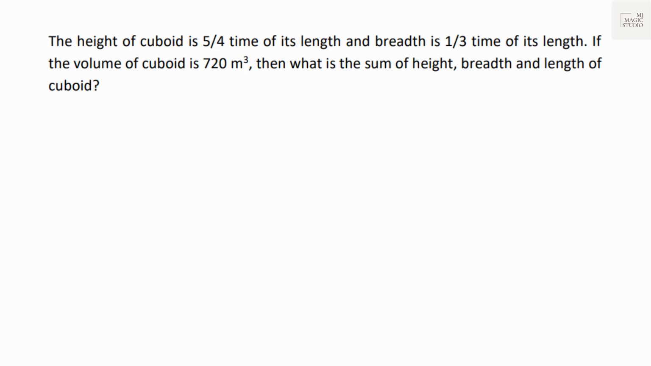Classical take on cuboids or parallelepiped. You know the drill. Give it a try. Let's see what we have. The height of cuboid is 5/4 time of its length and the breadth is 1/3 time of its length. Okay, so we have height, length and breadth.